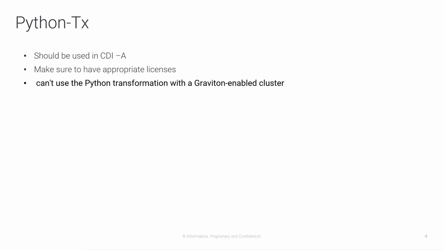These are some mandatory points which you should take note of if you want to use Python transformation. First of all, Python transformation should be used in CDI Advanced, and you need to make sure you have appropriate licenses. And you can't use Python transformation with a Graviton enabled cluster. Python transformation allows you to define transformation functionality using the Python language.